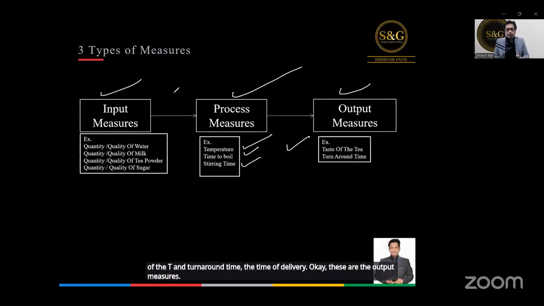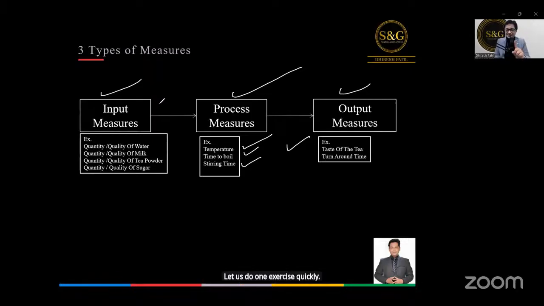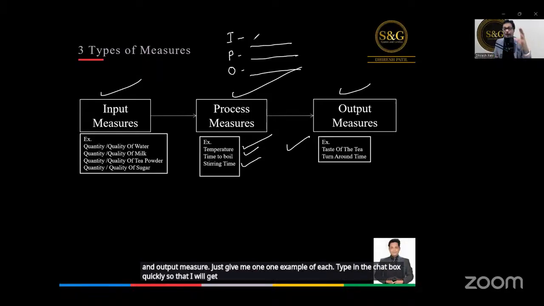So let's do one exercise quickly. In your process, give me one input measure, one process measure, and one output measure. It should be measurable, by the way. Just give me one example of each. Type in the chat box quickly, so that I will get the confidence that you have understood the concept.